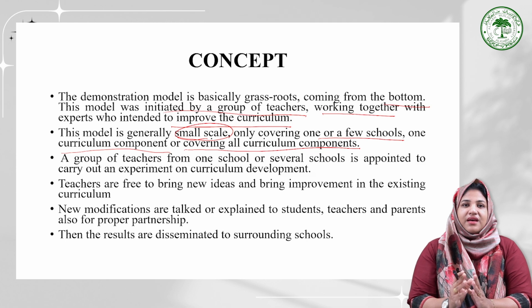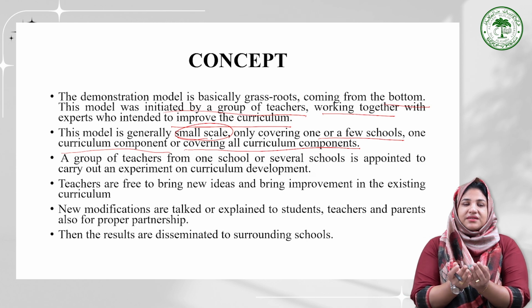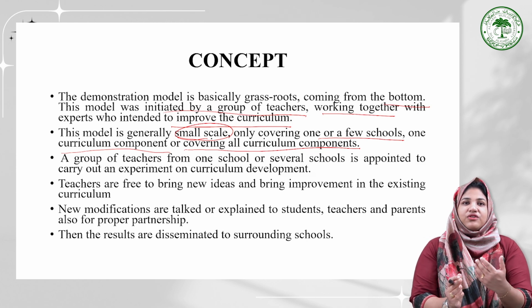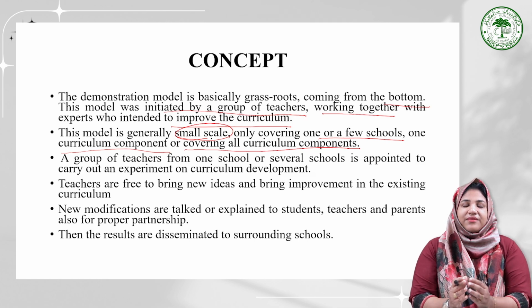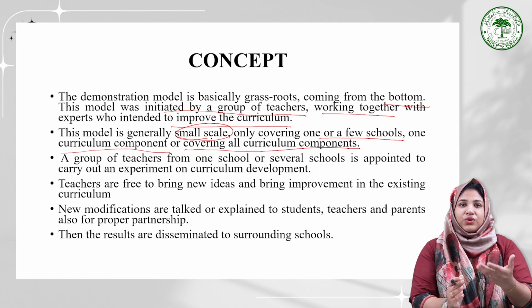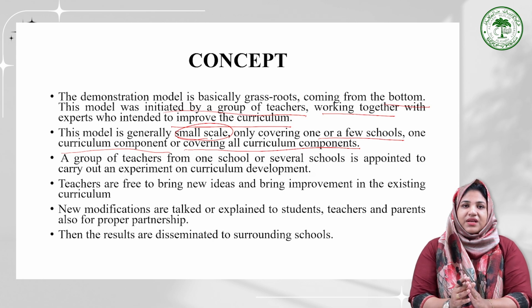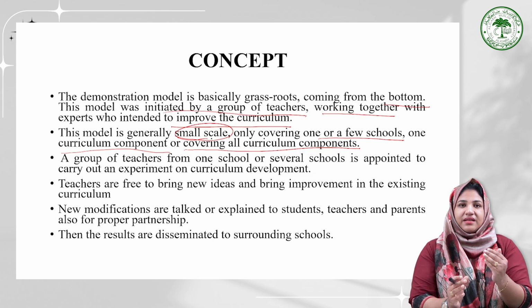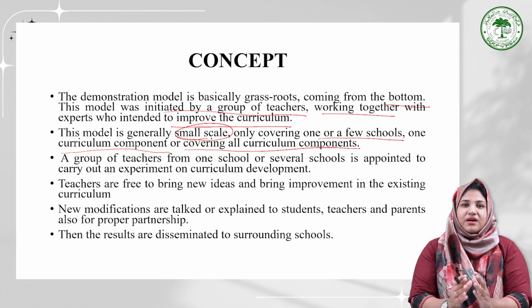Say for example, if you want to improve your curriculum, you are implementing the demonstration model of curriculum on an experimental basis in a particular school, or you are selecting a cluster or a group of schools and implementing the curriculum in the form of a pilot study, and we are checking the outcome of that particular curriculum. So in that way, it is either implemented in a school or in a group of schools.